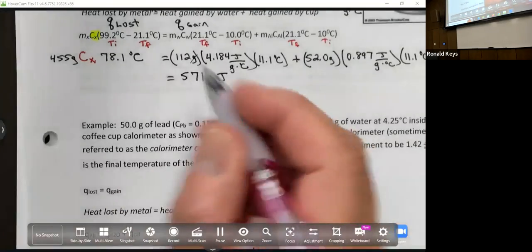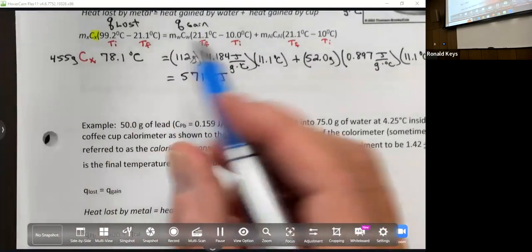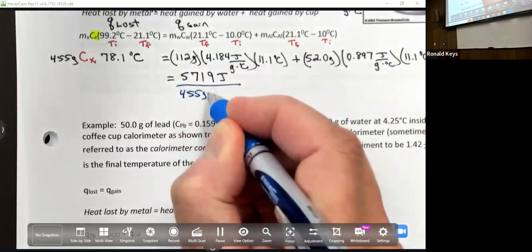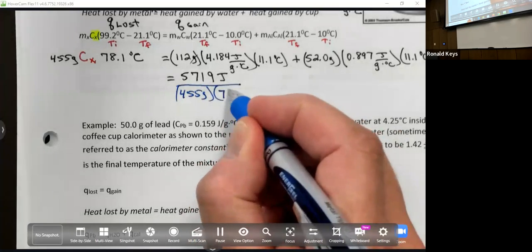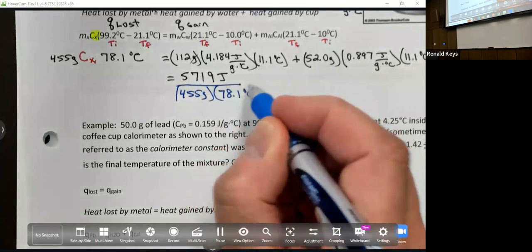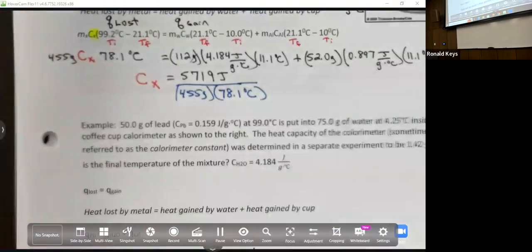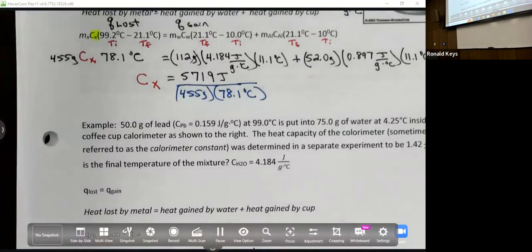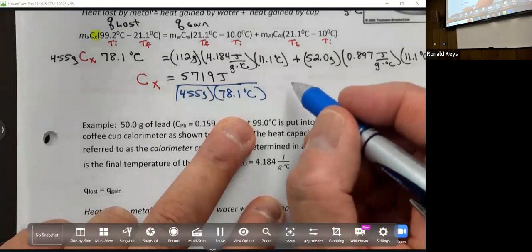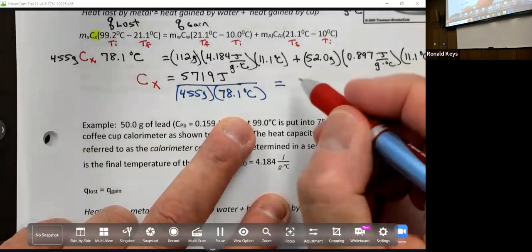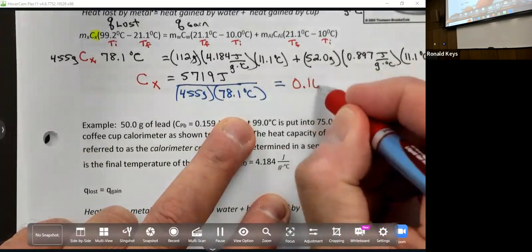So this is my right side. Let's divide it by my 455 grams and 78.1 degrees Celsius. I'm going to divide both sides by that. And my units work out. Joules per gram degree Celsius is what I should get. So the specific heat of that metal comes out to be 0.161.